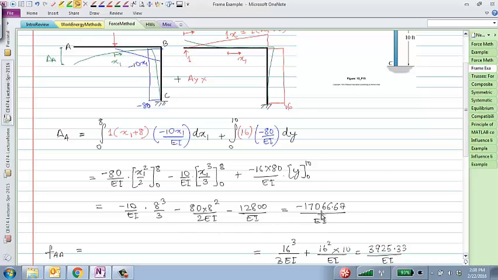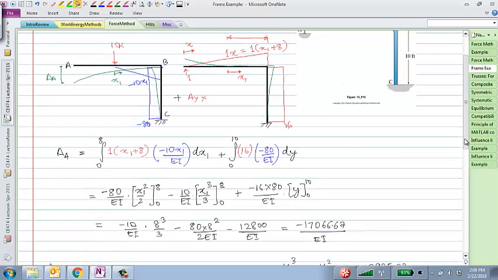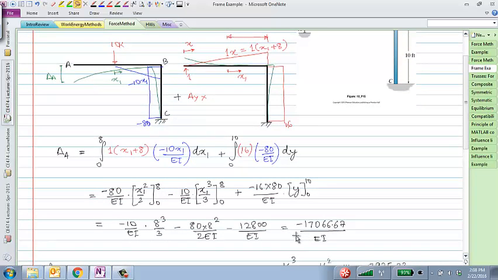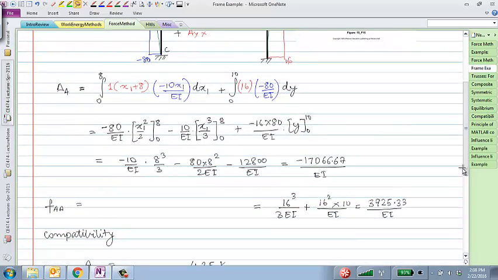And what we get here is minus 17,000 over EI. Why did we get minus here? Right. So the actual displacement is down, whereas we applied the unit load up, or the P prime pointing up. So we should indeed get a negative there.